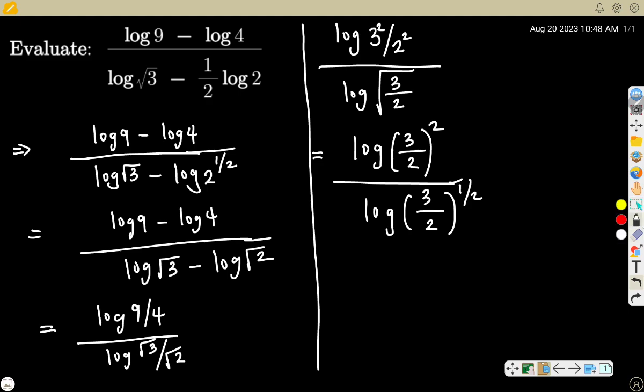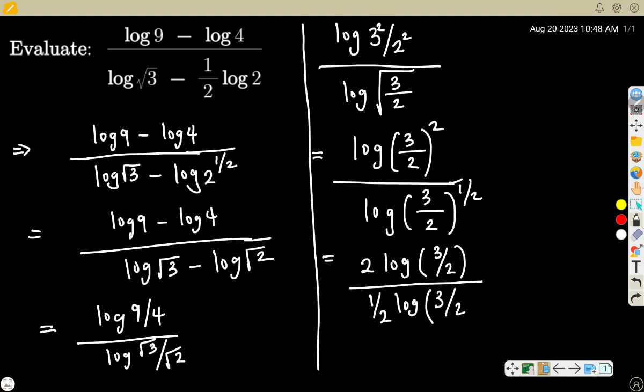So that will be 2 log, so that is this power will go to the back, so it becomes 2 log 3 over 2 divided by half log 3 over 2. So this power half will also go to the back. So as you can see here, log 3 over 2 will cancel out log 3 over 2.